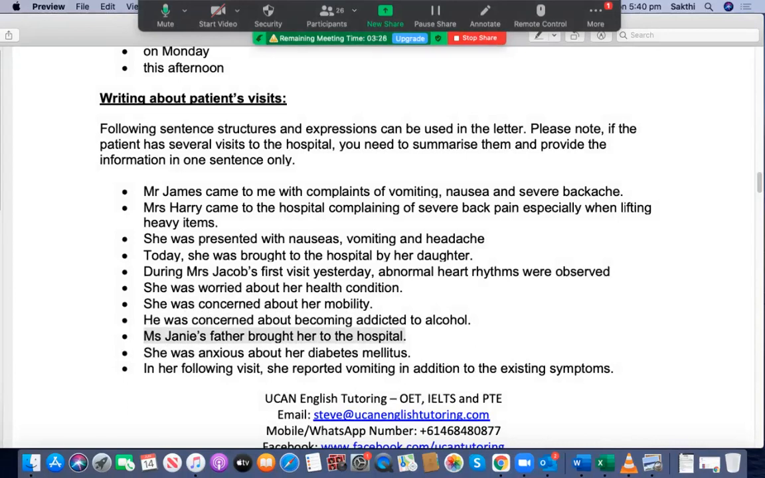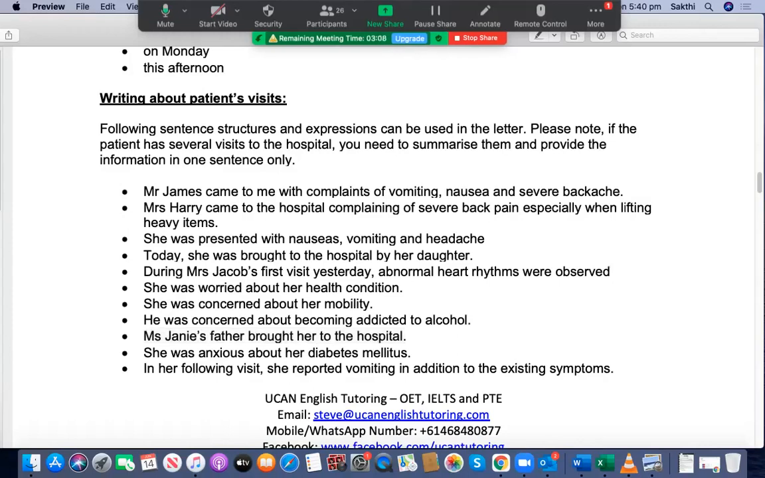Okay. Miss Janie's father brought her to the hospital. So this is what we call the active voice. This is an active voice. She was brought by her father to the hospital. That's going to be the passive form. Okay. I'm just writing down a range of voices so that you can understand the information clearly and the difference between them as well. All right.